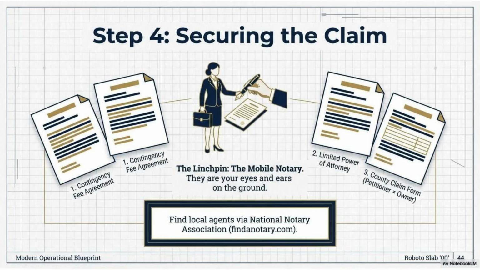Once your client agrees to move forward, you need 3 critical documents properly executed: the contingency fee agreement, a limited power of attorney, and the county claim form signed by the petitioner owner. This is where your linchpin comes in, the mobile notary. They become your eyes and ears on the ground, especially if you're working remotely or in multiple territories. The notary ensures all documents are signed correctly, identities are verified, and everything is properly witnessed.